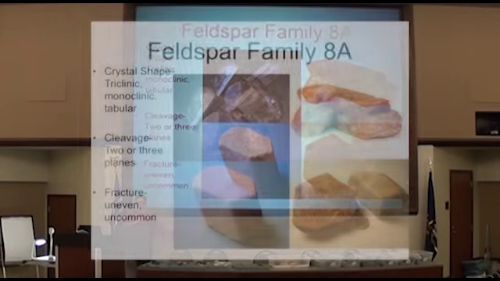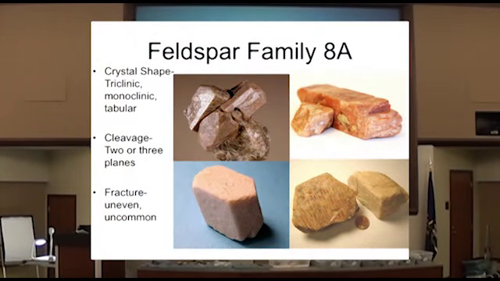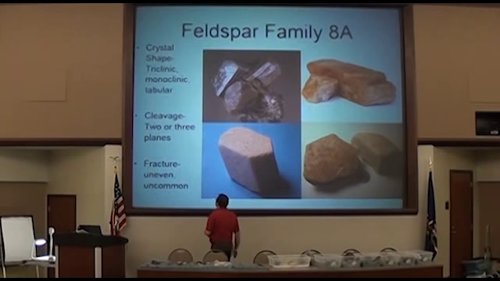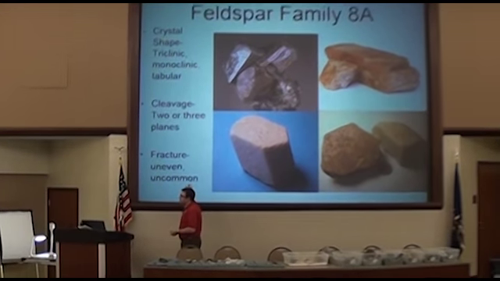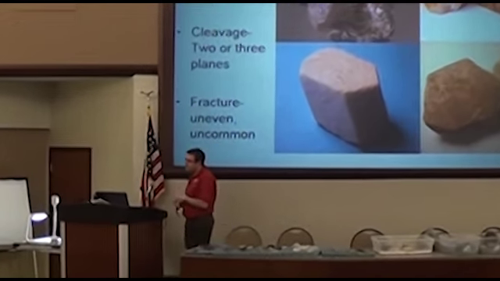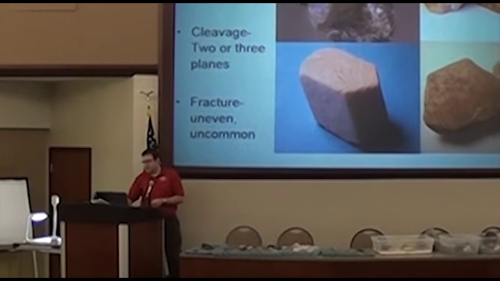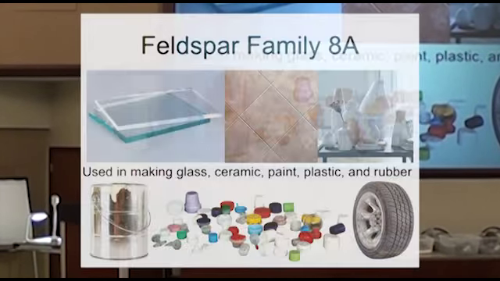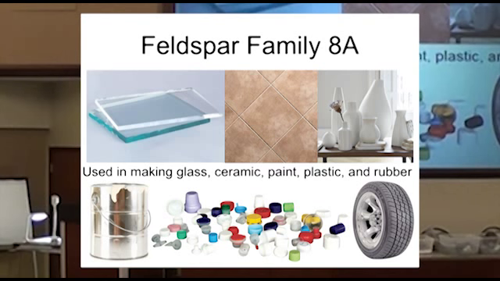So the shape, it's either monoclinic or triclinic. It's hard to tell the difference. I wouldn't ask you. Often tabular. Tabular means like a tablet, right? So all the angles are pretty similar, not really long and skinny anywhere. Cleavage, usually 2 planes that you can see. Sometimes you can sort of see a third plane. And fracture is uneven. We use it for glass. We use it for ceramics, plastics, paint, rubber. I have just a couple pieces I want to show you.